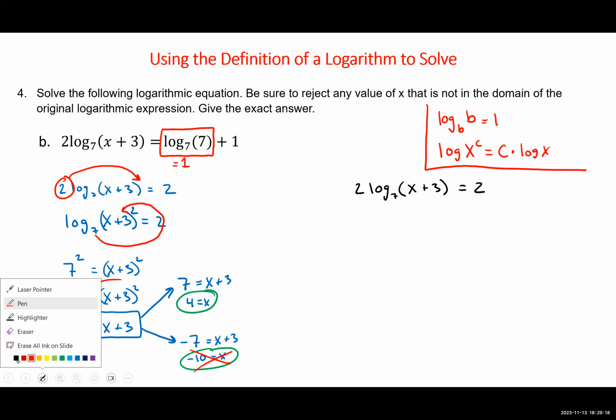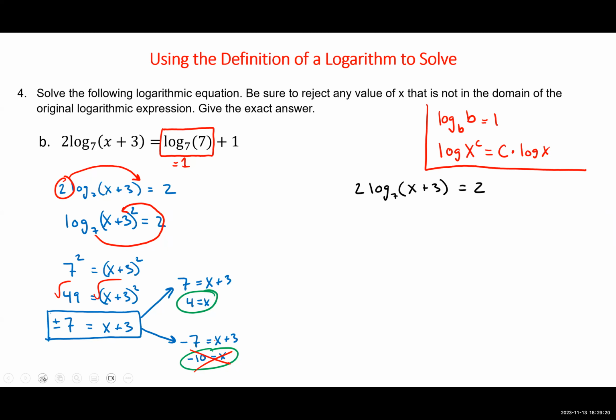Okay, and I think this was a little bit more work than we needed to do. I'm going to go back to the original, what I have written in black over here, the 2 log base 7 of x plus 3 equals 2. And either way, we got to get rid of the 2. We can divide by 2. It's another method. So we get the log base 7 of x plus 3 is equal to 1.